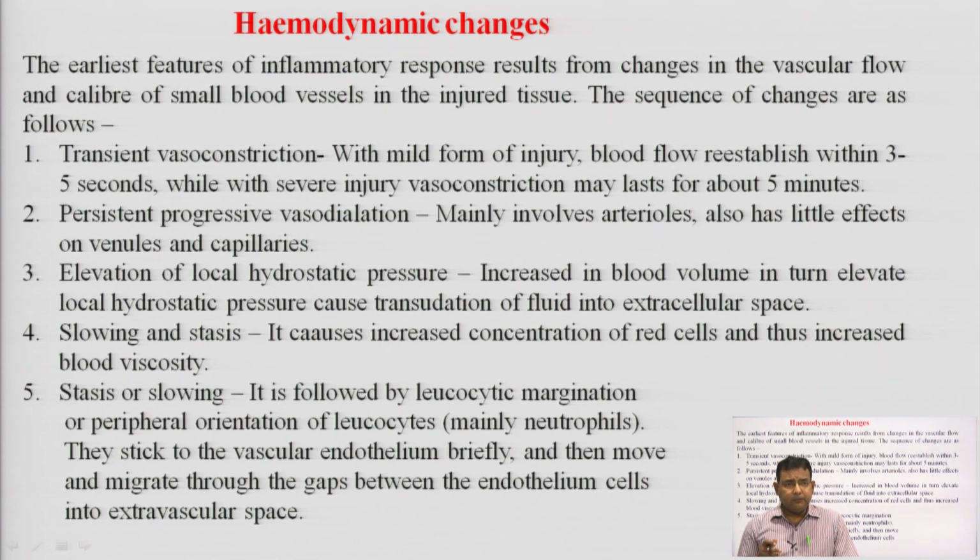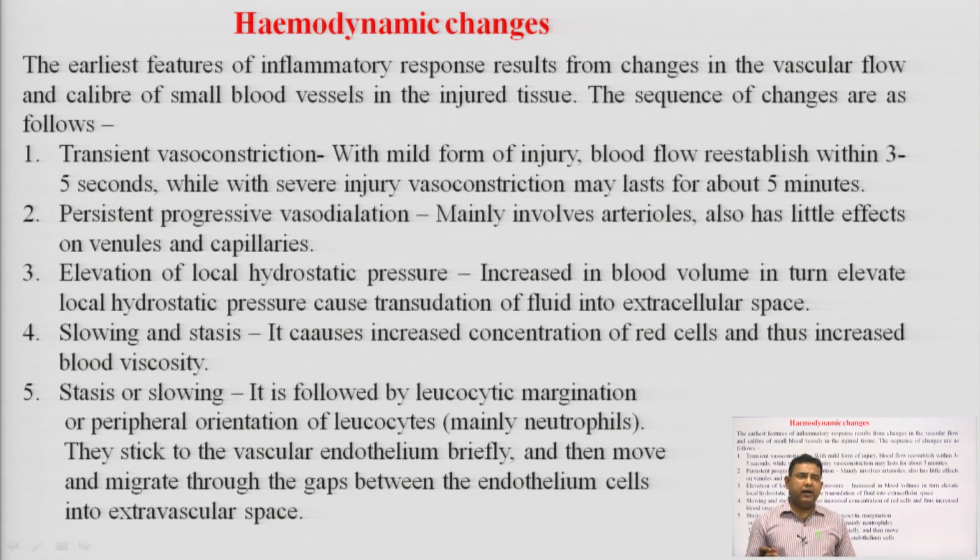Third one, elevation of local hydrostatic pressure. Increased blood volume in turn elevates local hydrostatic pressure and causes transudation of fluid into the extracellular space. This means the fluid will transudate from inside the blood vessels to outside, into the extracellular space.